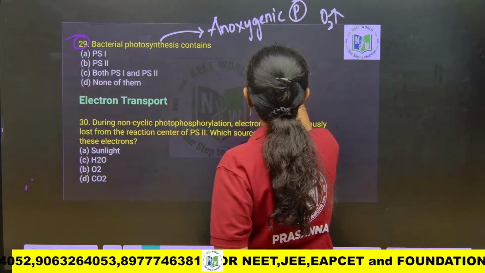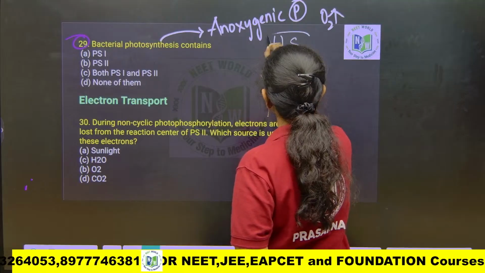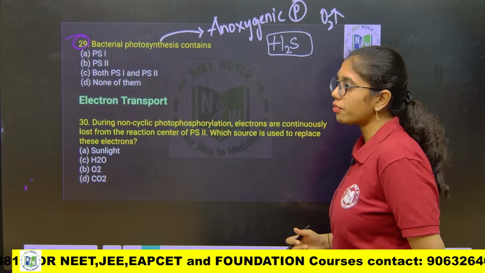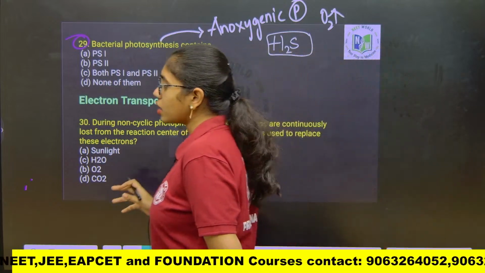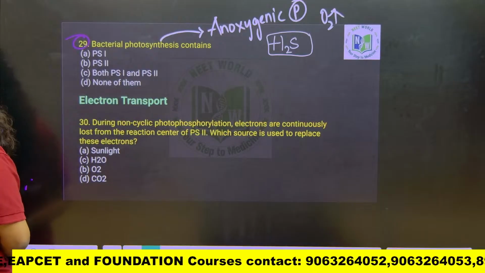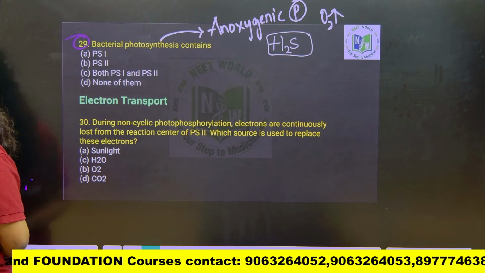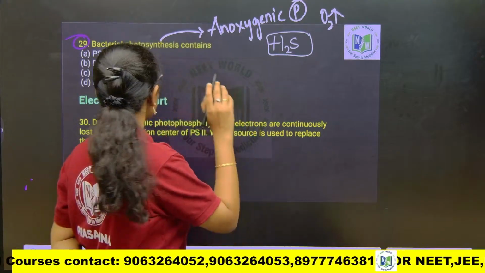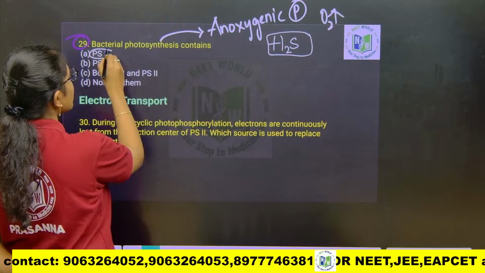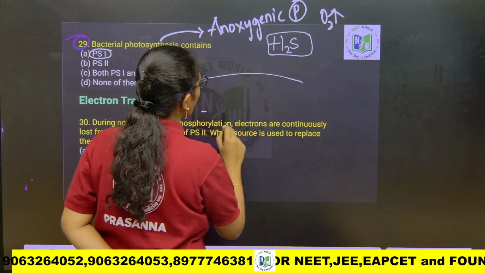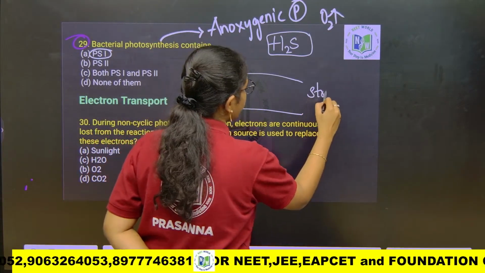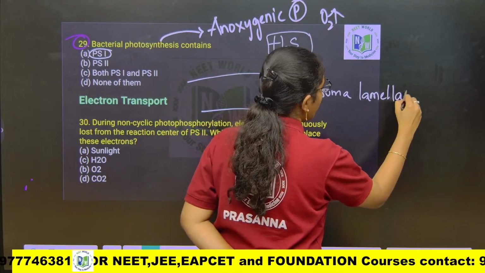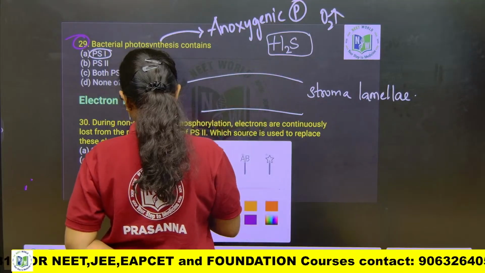The electron donor will be H2S. So, H2S will be the electron donor, and oxygen is not evolved from this photosynthesis. When oxygen is not evolved from photosynthesis, what do you call that type? Bacterial photosynthesis or anoxygenic photosynthesis. In this, only photosystem 1 is involved, that too over the stroma lamellae. Only photosystem 1 will be present.